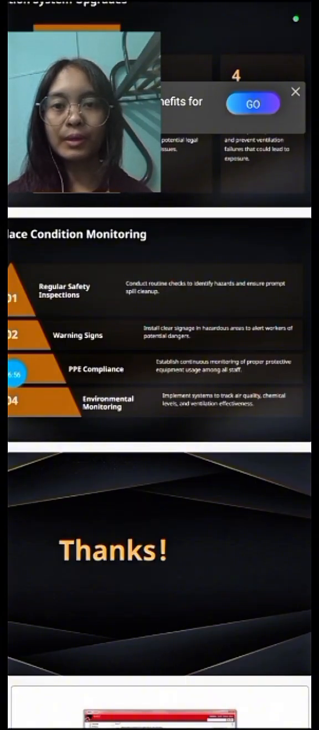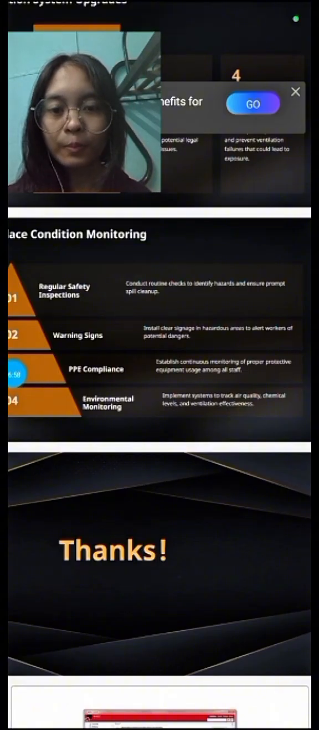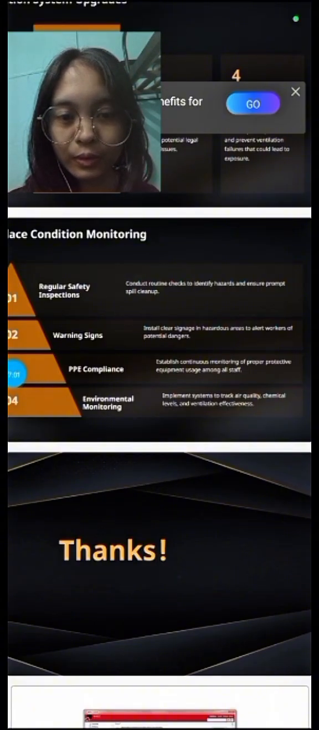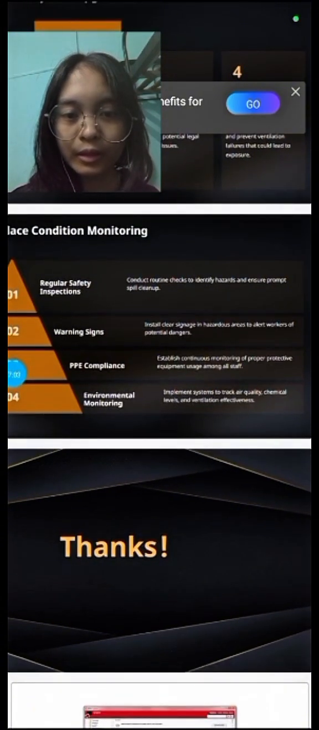PPE compliance, establish continuous monitoring of proper protective equipment usage.